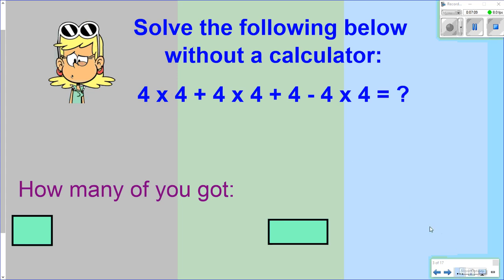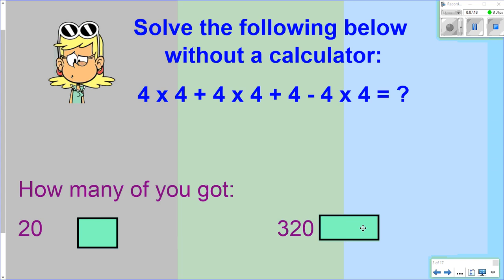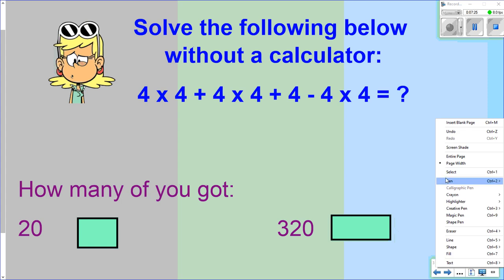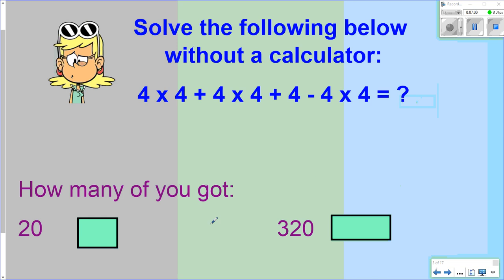So providing that you didn't use a calculator, how many of you got 20? How many of you got 320? So the correct answer would be, and I'm going to check it, 20. If you did use your calculator, it would give you 20 as the answer.